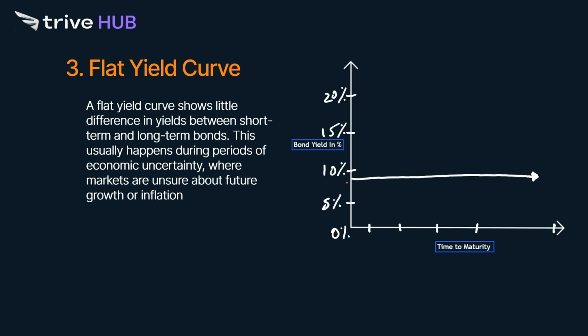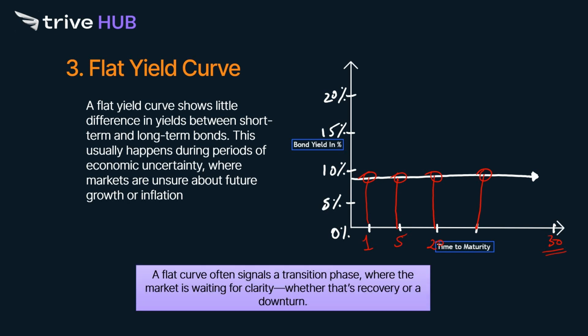If you look at the chart, then all of the maturities have the same or similar interest rate. It doesn't matter if you are investing for 1 year, 5 years, 20 years or even 30 years. The interest rate you will be earning will be the same for each and every maturity. Okay, and what will be the impact of this situation on the economy? It shows a transition phase where the market is waiting for clarity. As I said before, it's an indecision mode, whether that's a recovery or a downturn. So the market is as of now uncertain.